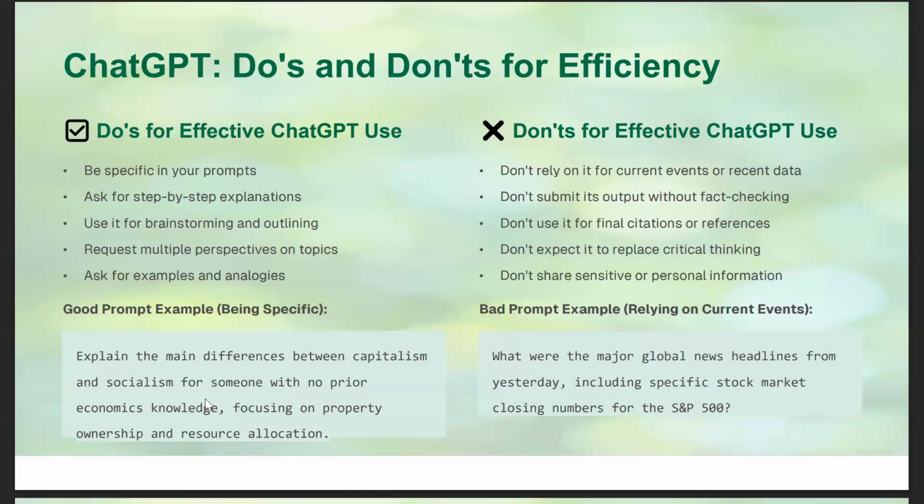For example, I tried to give an example here of what a good question would look like. Explain the main differences between capitalism and socialism for someone with no prior economic knowledge, focusing on property ownership and resource allocation. ChatGPT is really good at giving you step-by-step explanations, so asking such a question will be no problem.